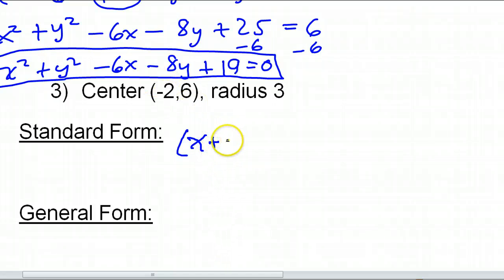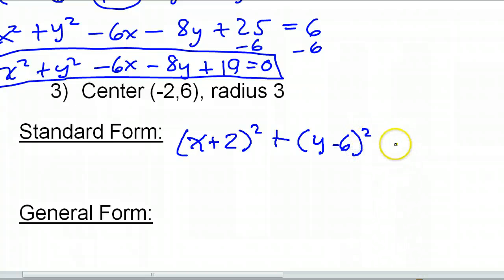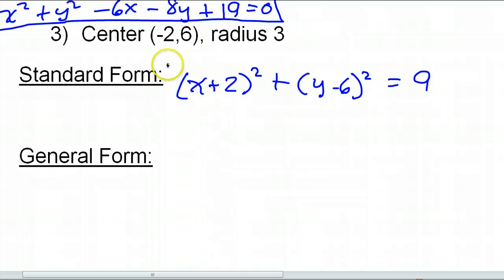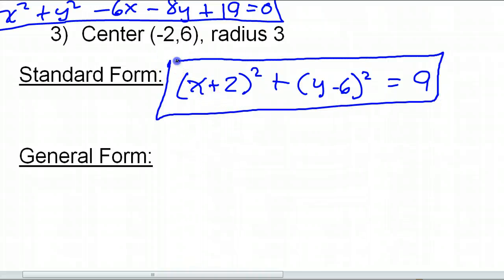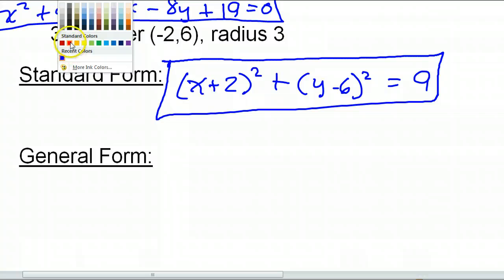So for standard form, we'll do x plus 2 squared, because we're doing sort of the opposite of what we got there, so x plus 2. And then we'll do y minus 6 squared is equal to the radius squared, so 9. So obviously if you start off with the wrong standard form, you're definitely going to get the wrong general form. So please make sure you have the standard form right. Any questions so far? Okay. And then you would have multiplied it all out. So there was my standard form. Now general form.